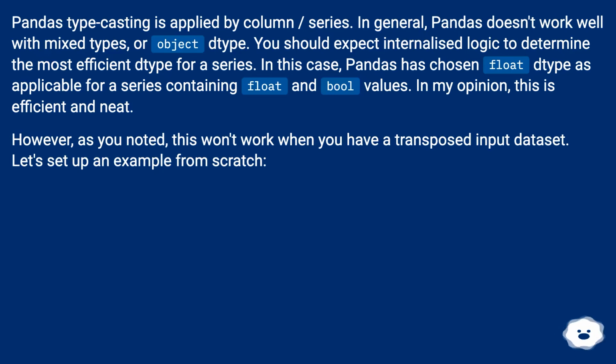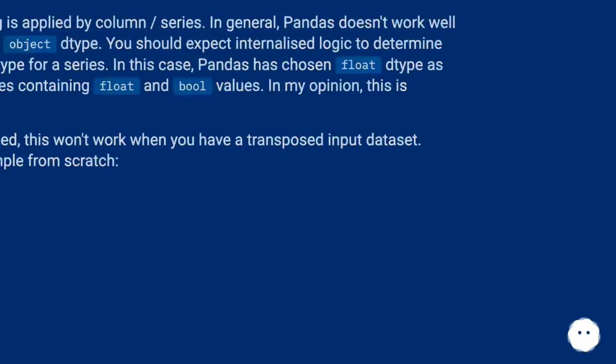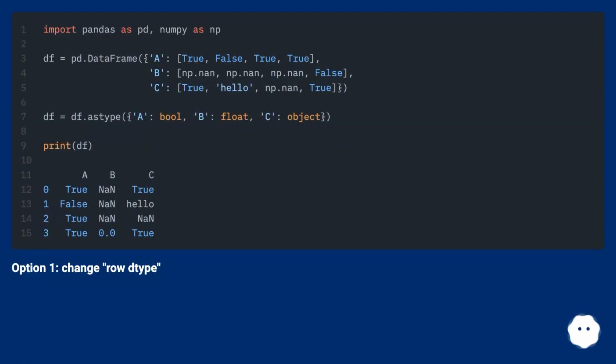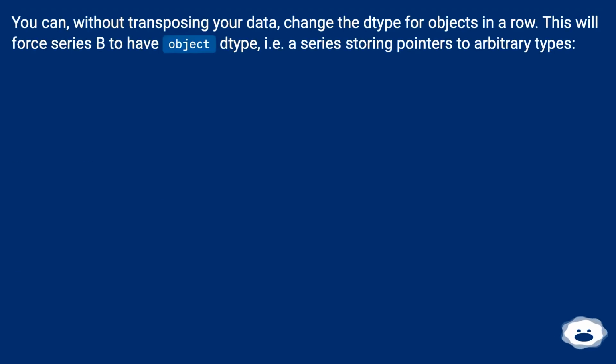However, as you noted, this won't work when you have a transposed input dataset. Let's set up an example from scratch. Option 1, change row dtype. You can, without transposing your data, change the dtype for objects in a row. This will force series B to have object dtype, i.e. a series storing pointers to arbitrary types.